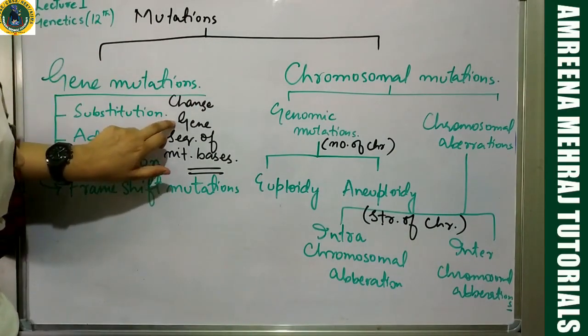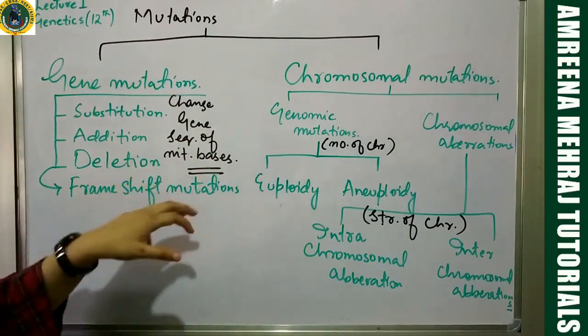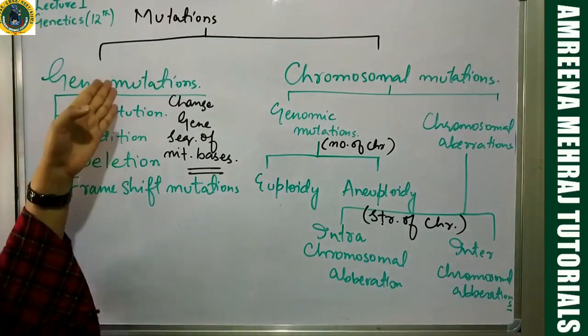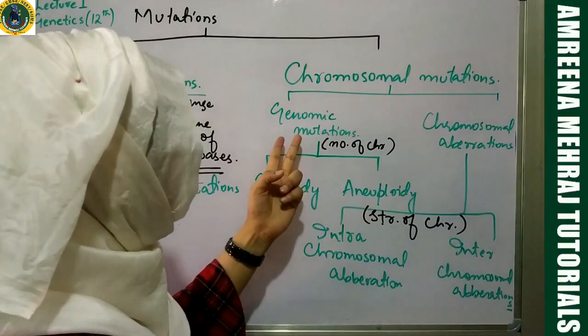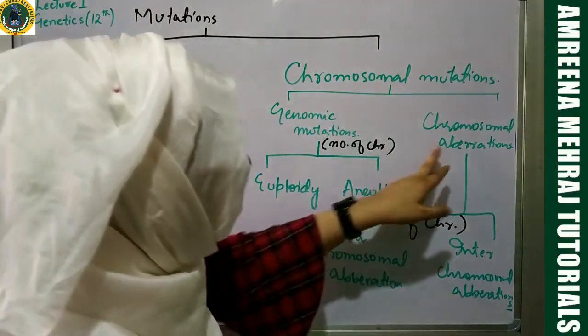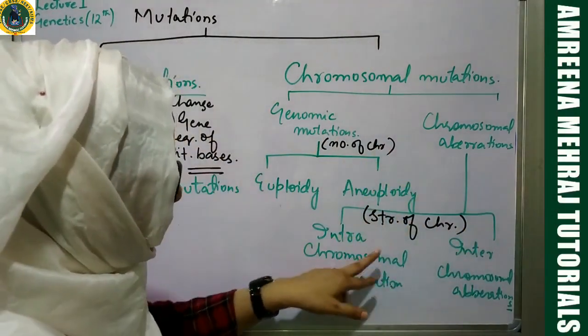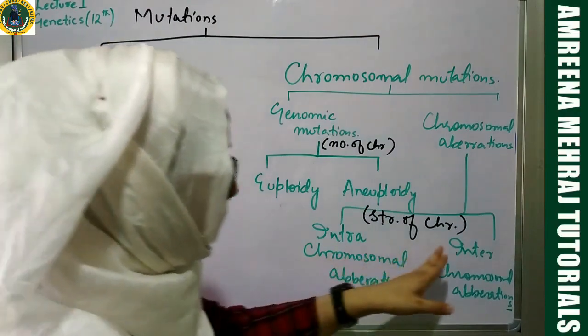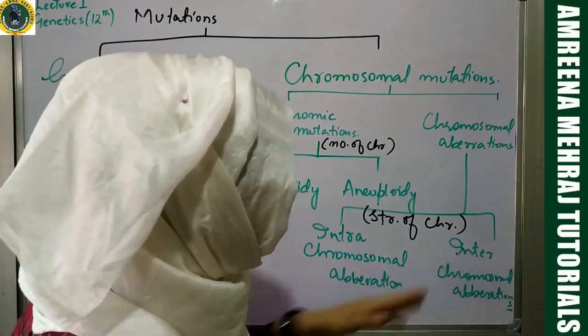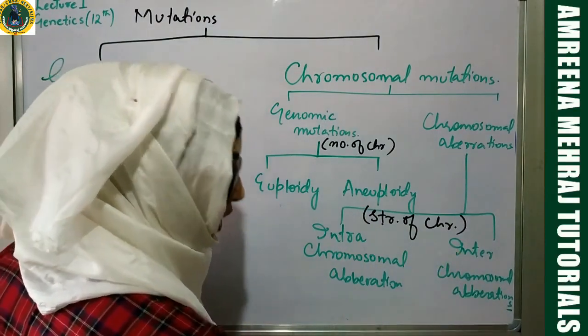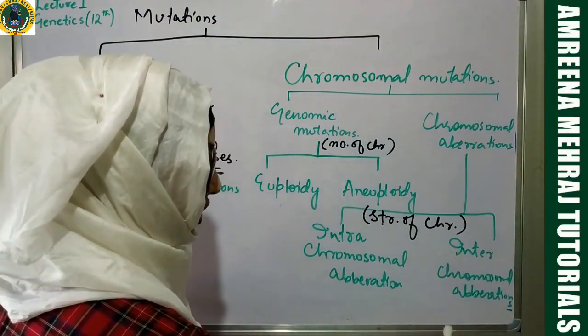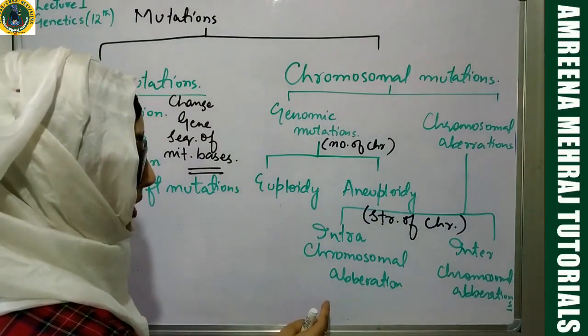So if there will be change at the gene level, if there will be change with the sequence of the gene, you will study them under this category. If there will be change in the number of chromosomes, that will come under genomic mutations. If there will be structural change, that will come under intrachromosomal aberrations and interchromosomal aberrations. Even in interchromosomal aberration, we have to study about translocation and we have to study about duplication. Here we have to study about different types.